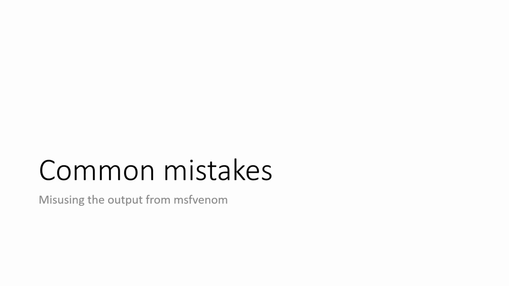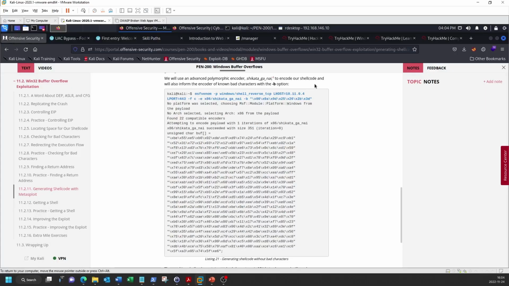Misusing the output from MSF Venom. The question mentions that you'll need to jump ahead to section 11.2.11 so that you can learn how to use MSF Venom. The sample commands in that section look like this. So, it's understandable that people would copy the structure. They'll specify their own IP address for lhost and give the relevant list of bad characters for the -b argument, but they'll keep everything else the same. In particular, they'll use -fc and then redirect the output to exploits.txt.